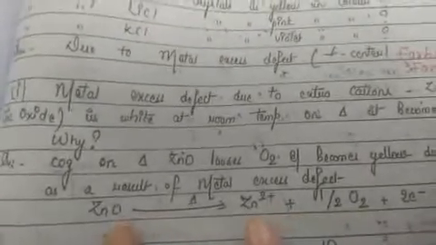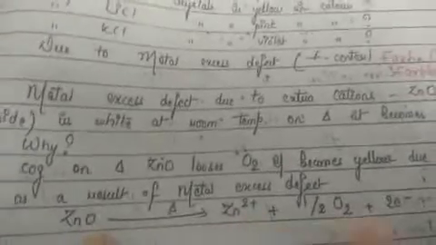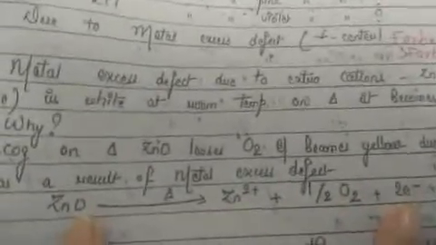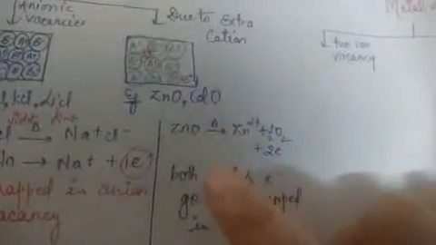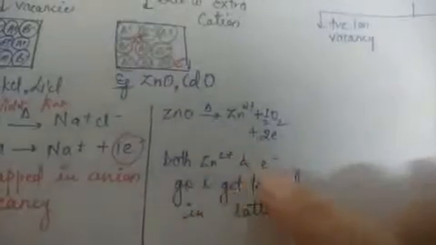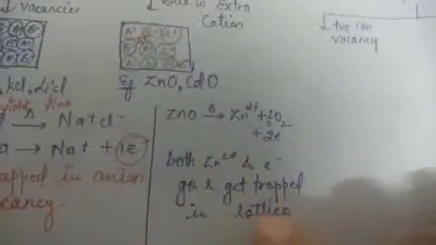So on heating ZnO, it changes to Zn2+ and 2 electrons are lost. So the examples of this: NCERT has given only ZnO as an example, but cadmium oxide can also be an example. Both Zn2+ and the electrons go and get trapped in the lattice.